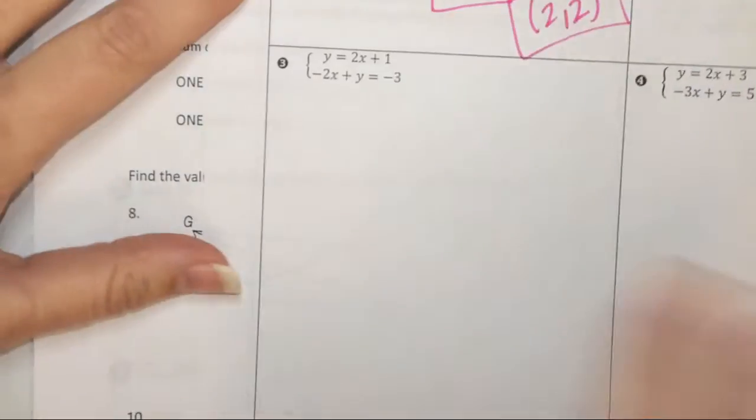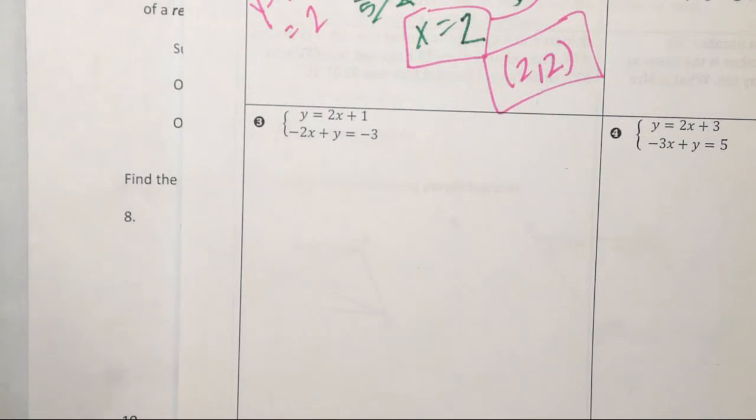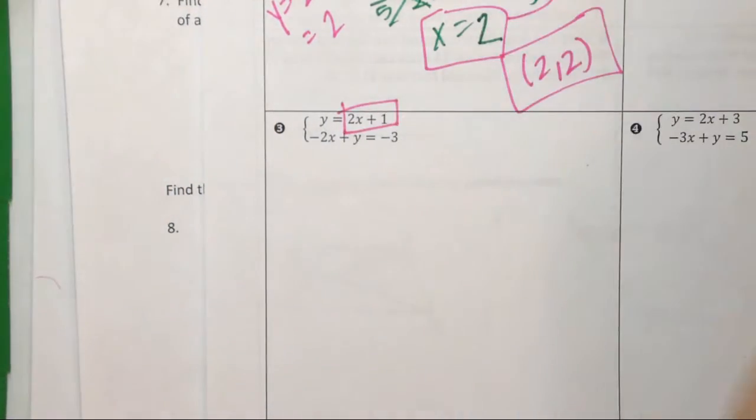Okay. All right, let's look at this one. All right, do I have a variable that's by itself? Which one? All right, and y equals 2x plus, are all of these no solution?